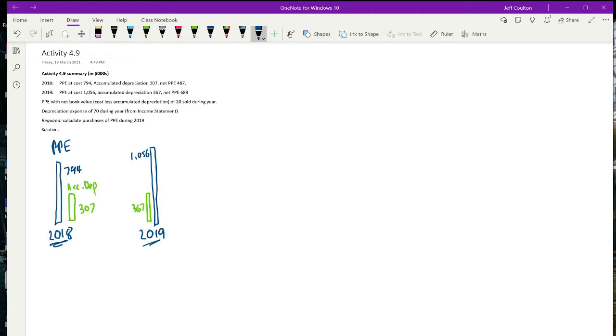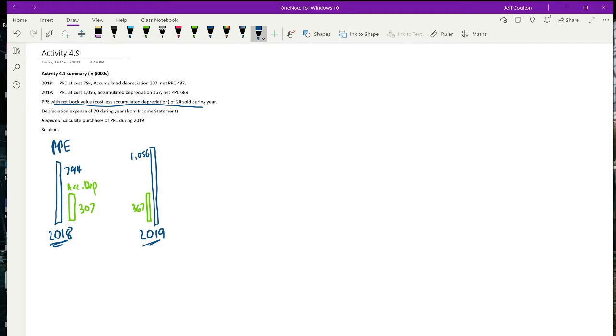We were told that PPE with a net book value of 20 was sold during the year. So that's cost less accumulated depreciation. And we're told the depreciation expense was 70 during the year. So the first thing we should do is try to determine the cost and the accumulated depreciation of the equipment that was sold.